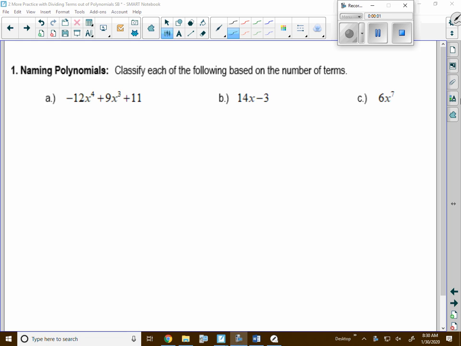Yesterday we talked about classifying. Yes? Okay. What type, or how would we classify A? That's a trinomial. There are 3 terms.